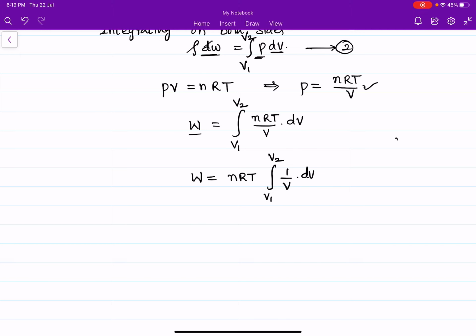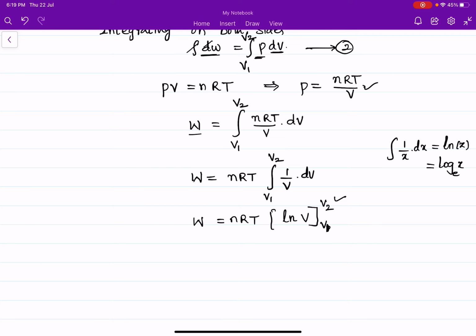V1 to V2. We know that the integral of 1 by x dx is ln x. This is a formula you have to remember. Ln x is the log of x to base e. So the integral of 1 by V dV is ln V, the natural logarithm of volume. So W is equal to nRT ln V, with limits from V1 to V2.